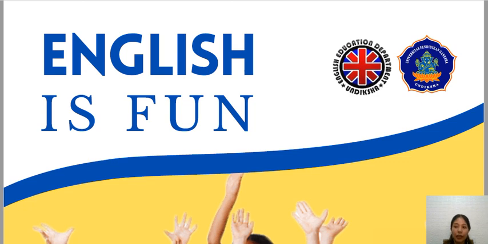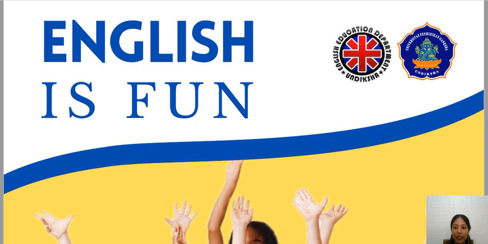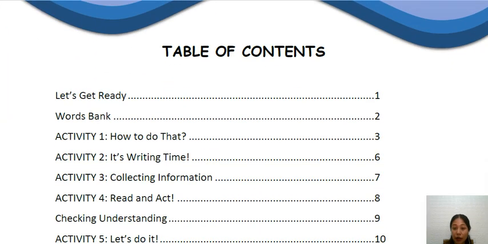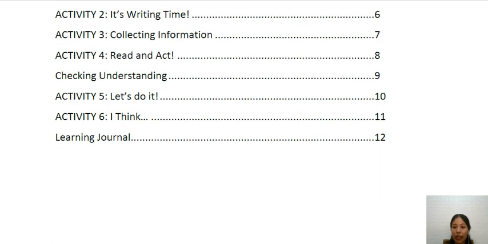In this video, I'd like to explain about the material that I've developed. The book title of the material that I've developed is English is Fun, and the target learner of this book is for grade 8 of junior high school students. This is the cover of the book that I've developed. Next, we move to the table of contents, including the page number of the book.